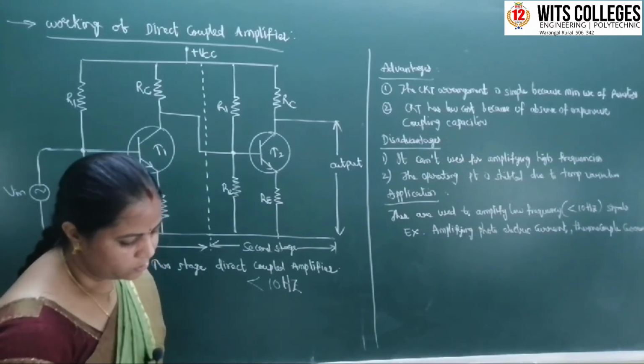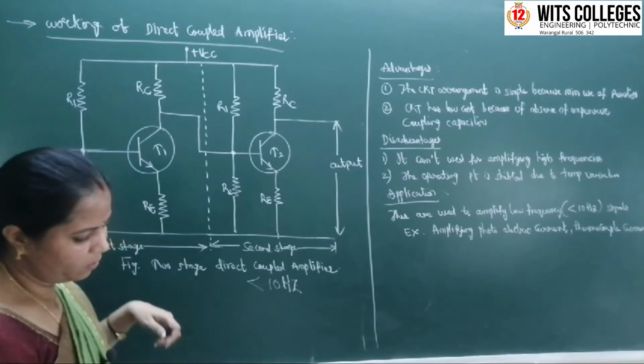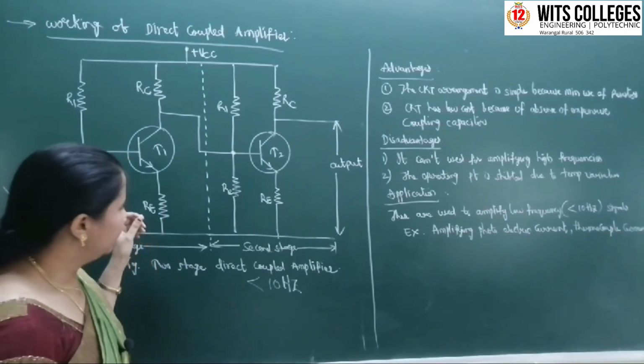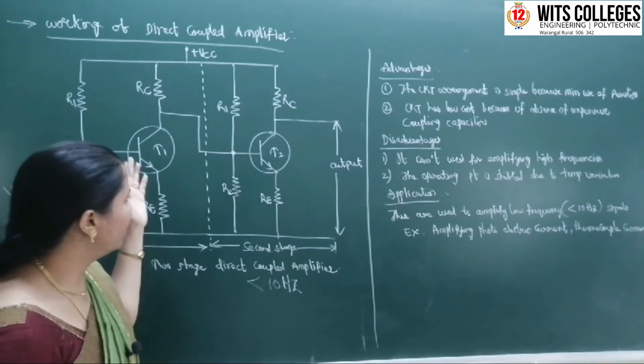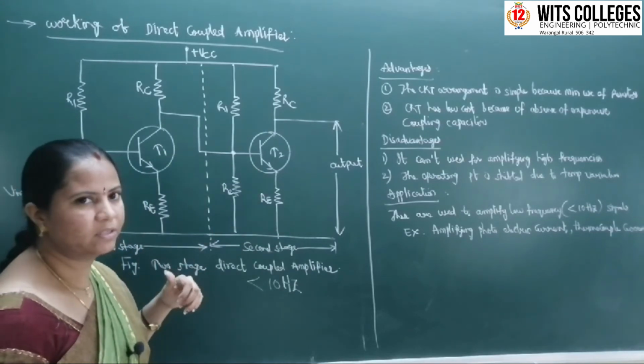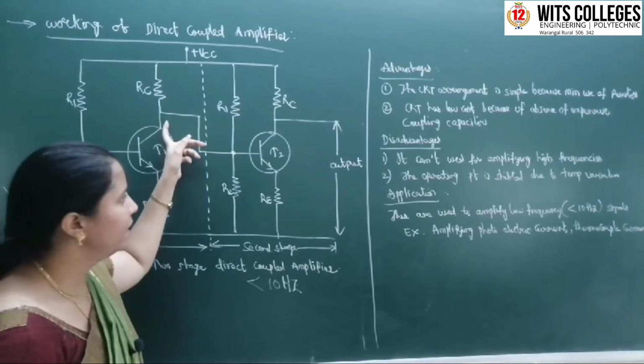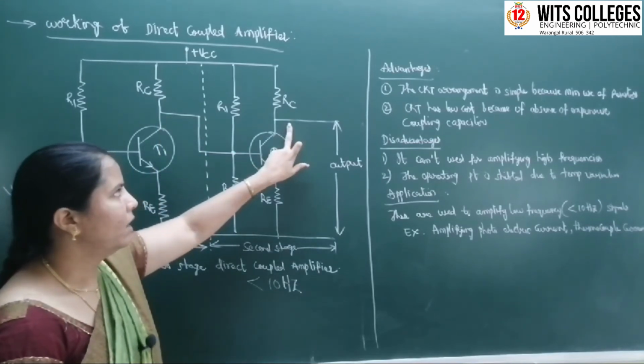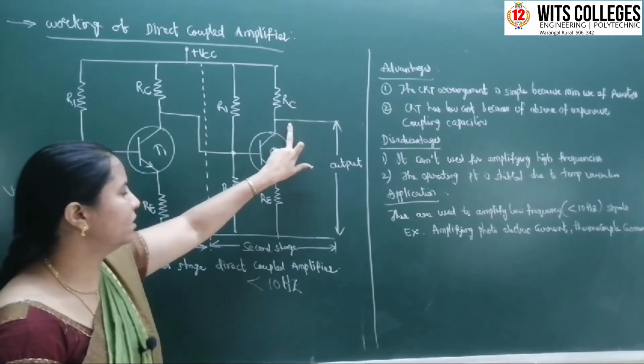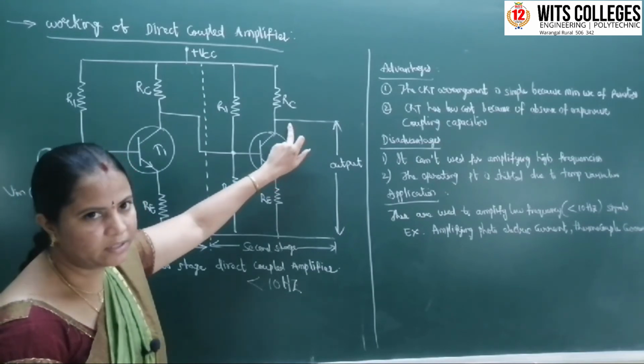In this way, the overall gain of the direct coupled amplifier is the amplified signal at the collector terminal of the first transistor into the amplified signal at the collector of the transistor Q2.